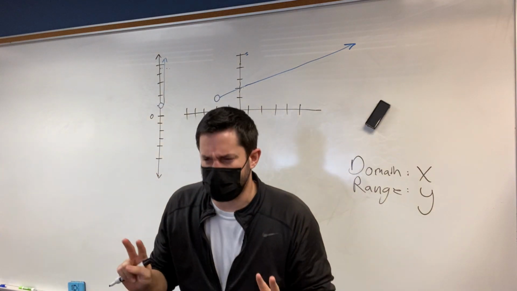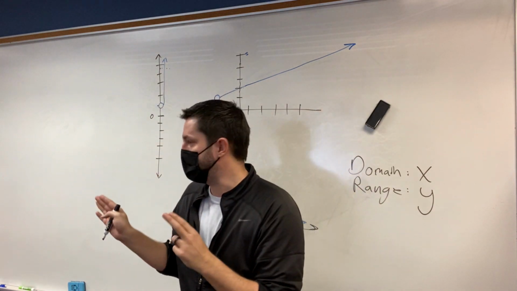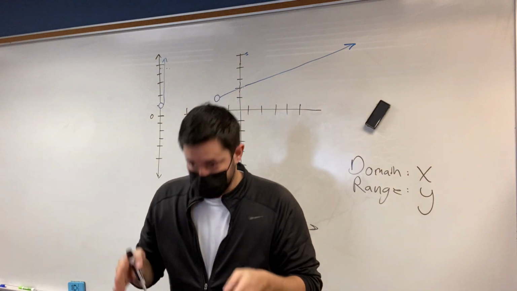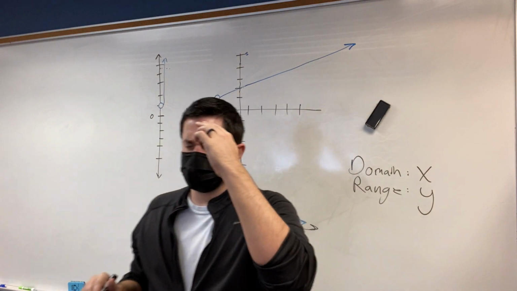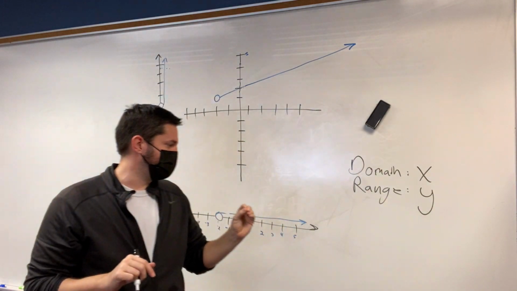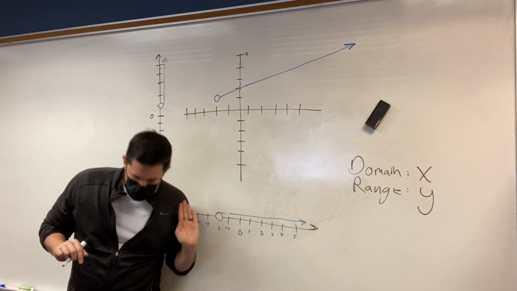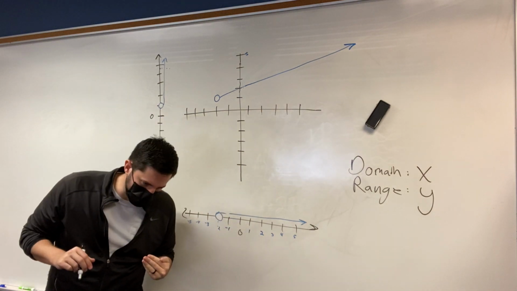Because it's the same thing. Domain is left to right. Range is up and down. That's literally the two different modes. It's the same thing. You're asking yourself the same question. What you're asking yourself is, what's the lowest to the highest value? Lowest value to the highest value.